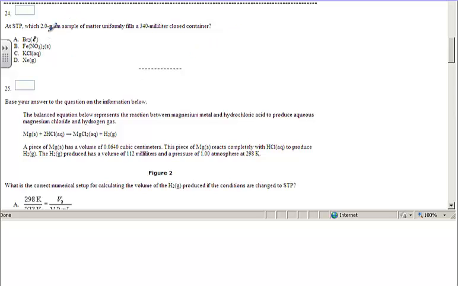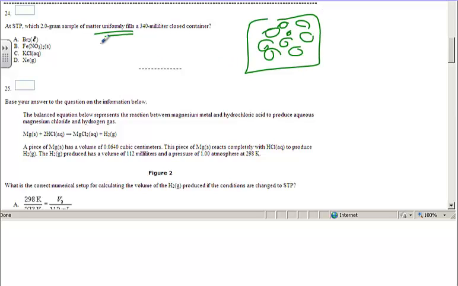At STP, which 2-gram sample of matter uniformly fills? Uniformly, meaning filling, nice and even, filling it out, okay, uniformly. Well, let's look at our phases. We've got liquid, solid, aqueous, and gas. Well, this is not a phase, okay? Aqueous is not a phase. Remember, that's going to be a liquid.